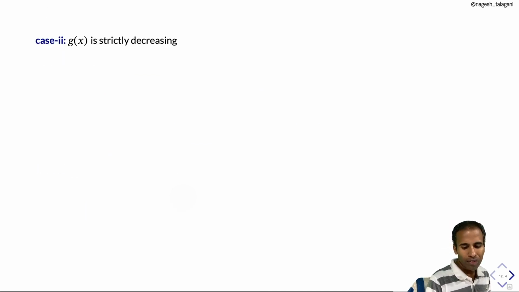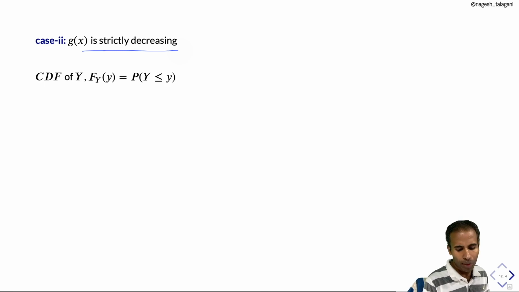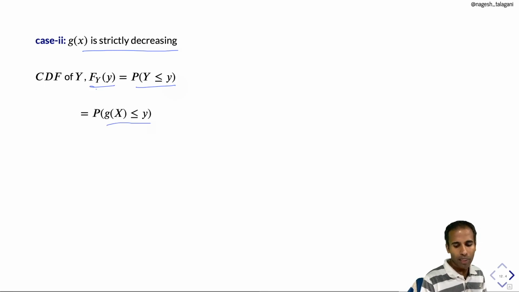Next, case 2: g of X is strictly decreasing. In this case, again let us find the CDF of Y, then differentiate it to get the PDF of Y. Now the CDF of Y, F_Y of y, equals the probability of Y less than or equal to y. Again, Y is g of X less than or equal to y. If g is strictly decreasing, then g inverse is also strictly decreasing. You can verify through derivatives, because the derivative of g is negative if and only if the derivative of g inverse is negative.